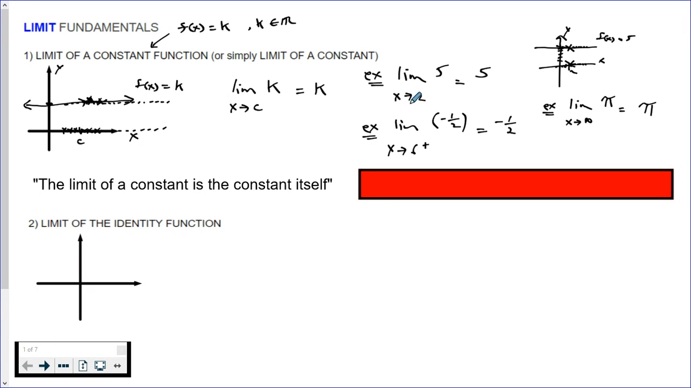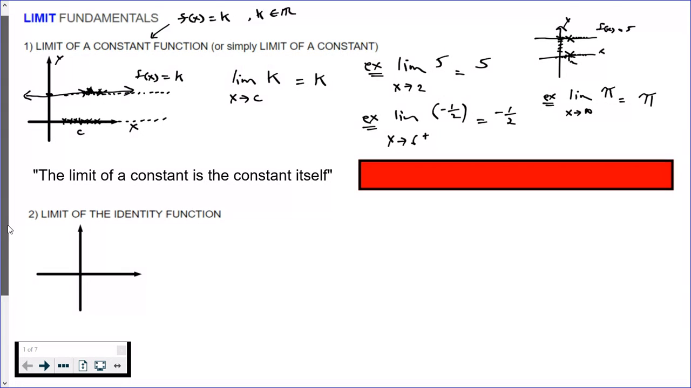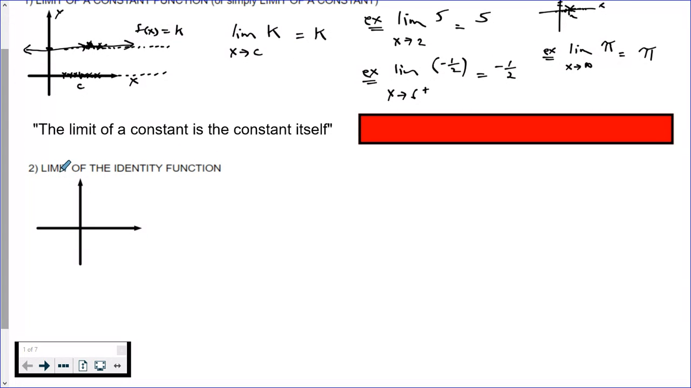All right, so limit of a constant, constant itself, no big deal, no great shakes there. All right, so let's take a look at this guy now. Limit of an identity function. Well, first off, you got to know what the identity function is, and most of you probably know what it is, although you might not know that it's called the identity function. And it's just the function f of x equals x.